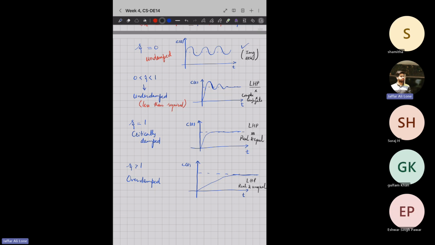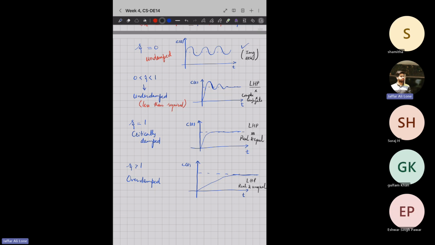But if you do not have the information of zeta, but you are given a second order system, obviously you'll be able to find the poles of the CLTF. With the help of those poles, you should be able to find whether your system is critically damped, undamped, or whatever, right? So now let's do one thing.